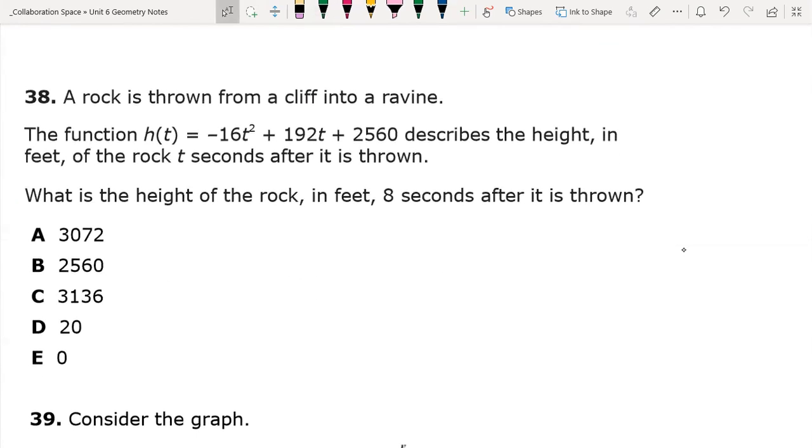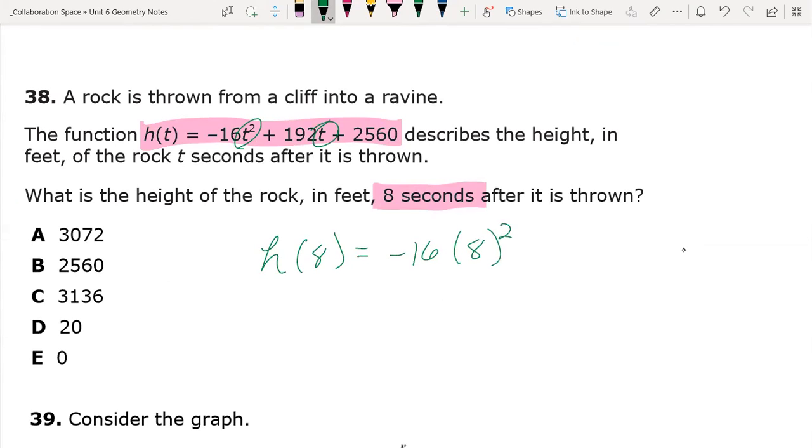38 is actually pretty straightforward. They give you a formula, and then they ask you, what's the height after 8 seconds? Well, then all you're doing is taking all these t's and replacing them with 8 and putting it in your calculator. So h of 8 equals -16 times 8 squared plus 192 times 8 plus 2560.